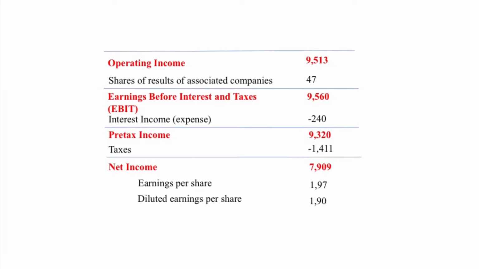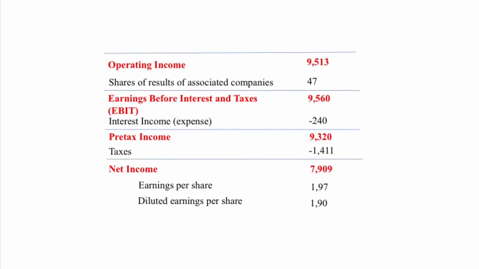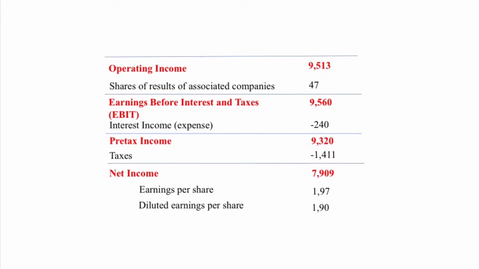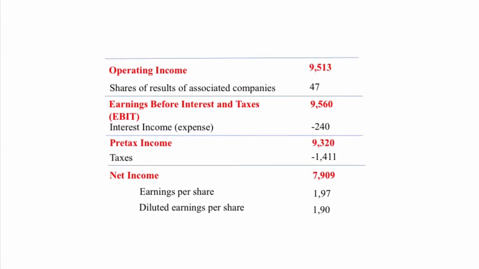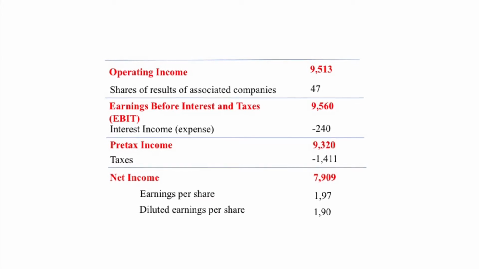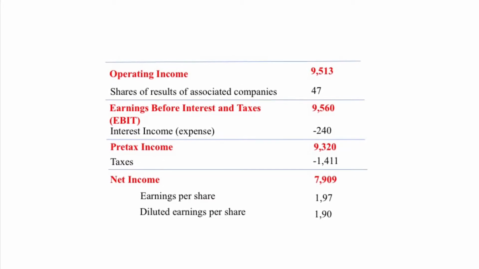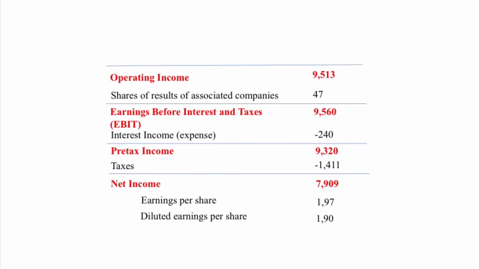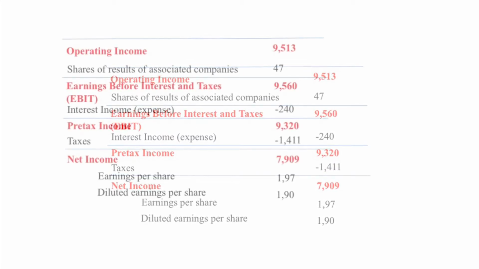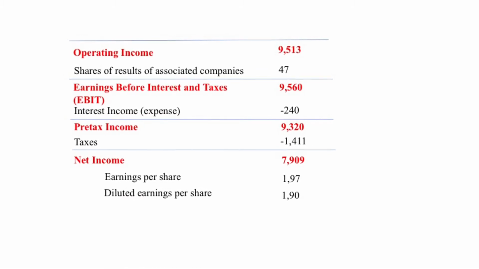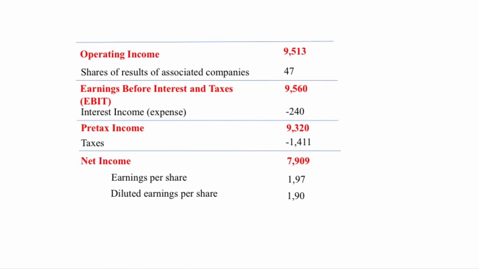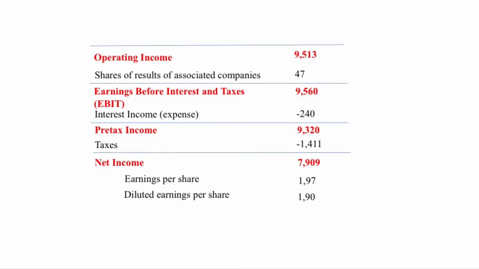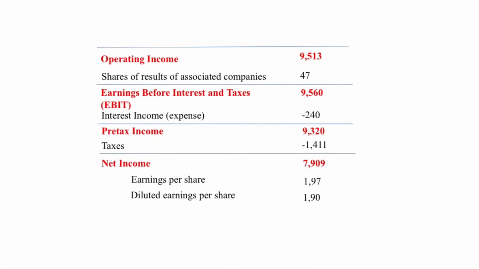Now we include other sources of income in the operating income, and we get the firm's earnings before interest and taxes, or EBIT. From EBIT, we deduct the interest expenses to compute the company's pre-tax income, and then we deduct the company's taxes to determine the firm's net income. Net income represents the total earnings of the firm's equity holders. It's often reported on a per-share basis as the firm's earnings per share and diluted earnings per share.